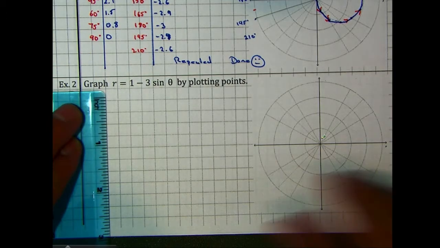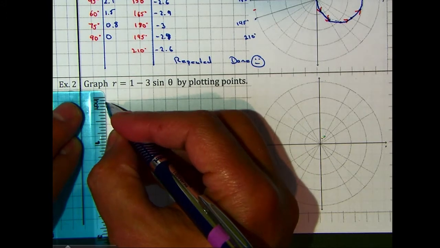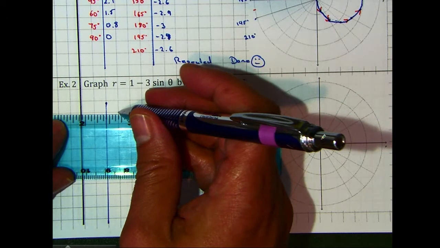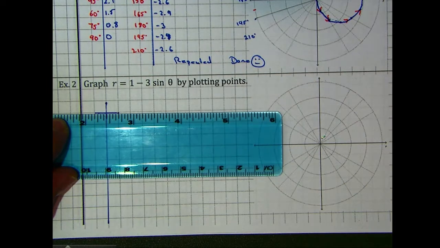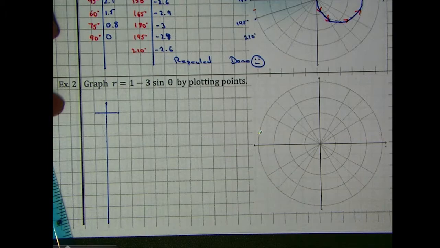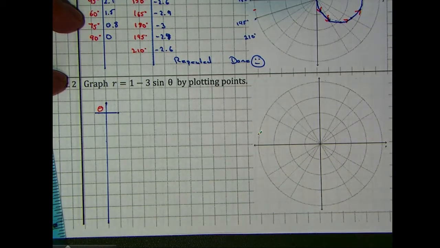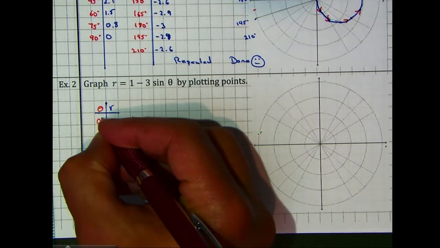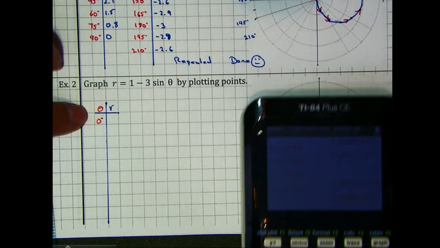Let's make it X and Y axis. So there's going to be times that you have to go through and do the entire 360 degrees. Let's do theta and R. And we're just going to start with 0 degrees. Remember to place your degree sign.